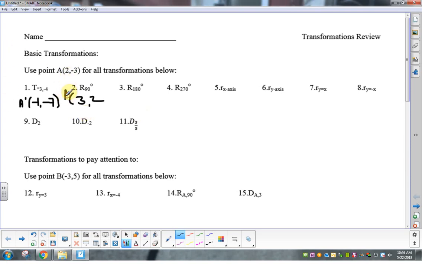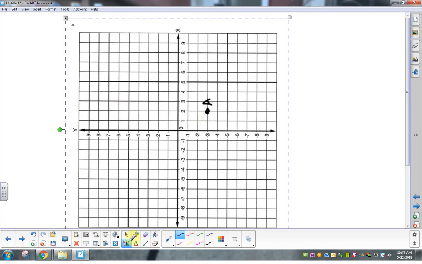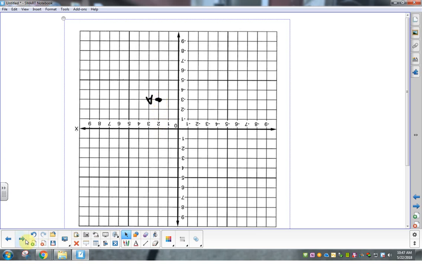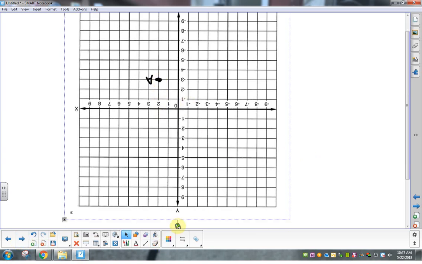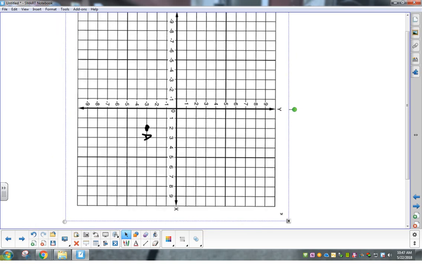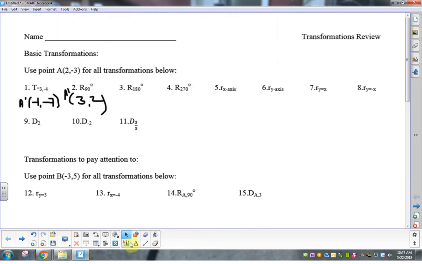So the A prime for the rotation of 90 is (3, 2). If we rotate 180, so I've already rotated 90, I would just turn my piece of paper over again. Remember, so now I'm at (-2, +3). And then for 270, I'm just going to do it while I'm here. I would rotate it one more time, and I would be at (-3, -2). So that is how you get all of those values for A prime.